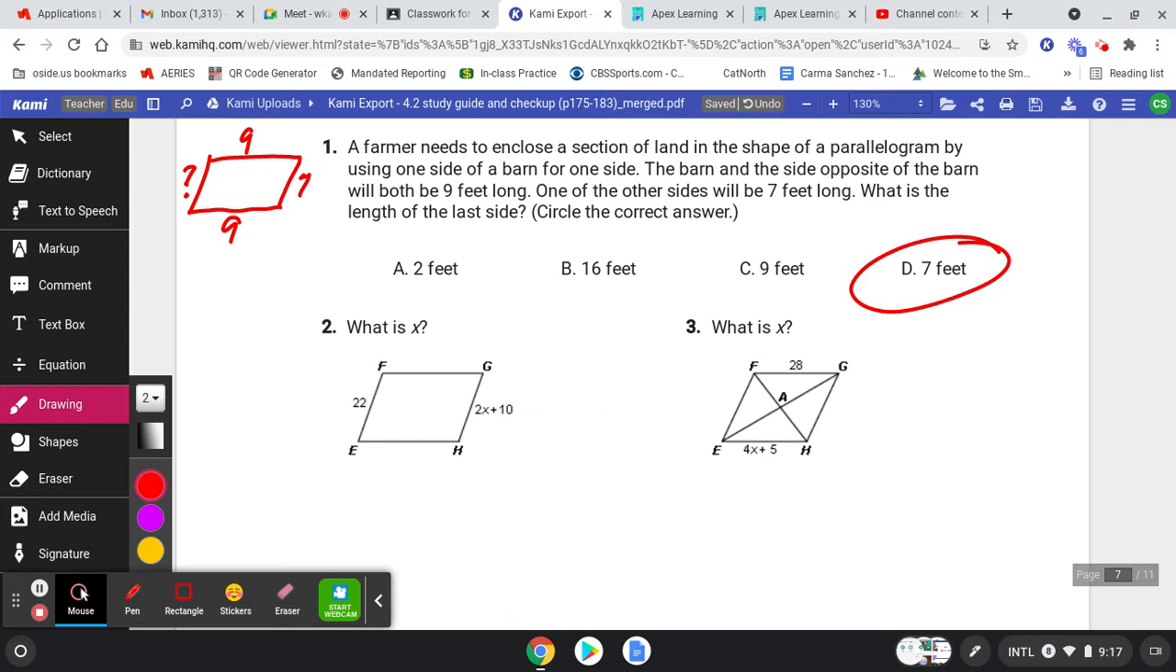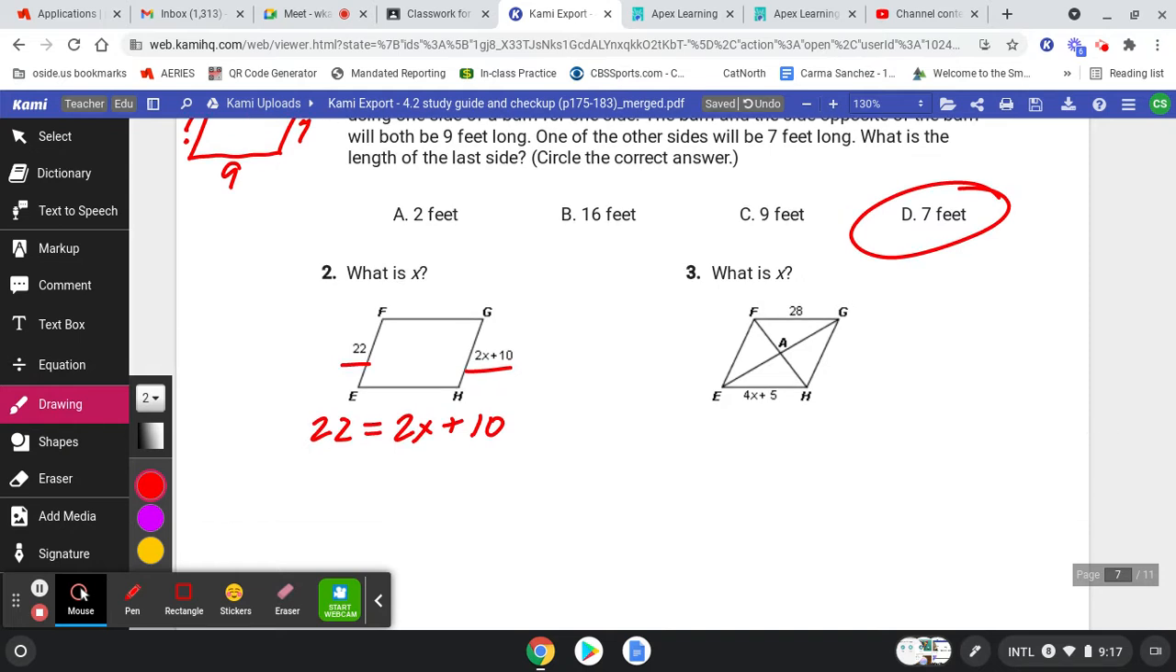Okay, what is x? So here we've got two sides given. One is given as a 22 and one is given as an expression. What do we know as a property of parallelograms? We know that opposite sides are congruent. So we can set the 22 equal to the 2x plus 10 and solve. Remember to pause the video and try this on your own and then check the answer.